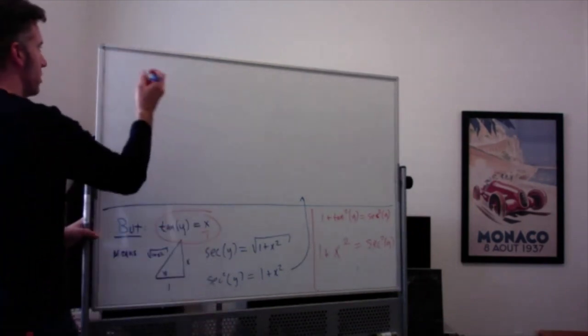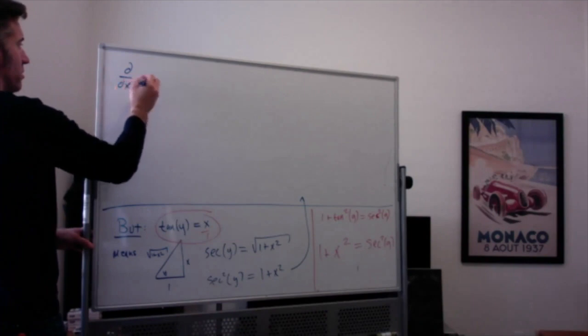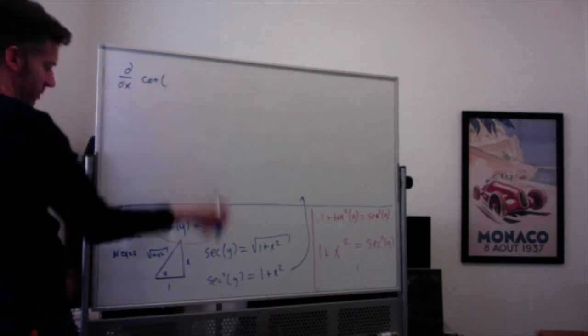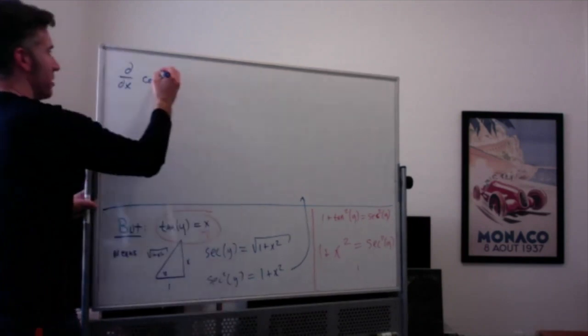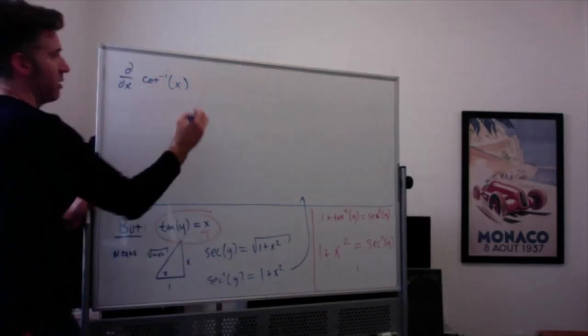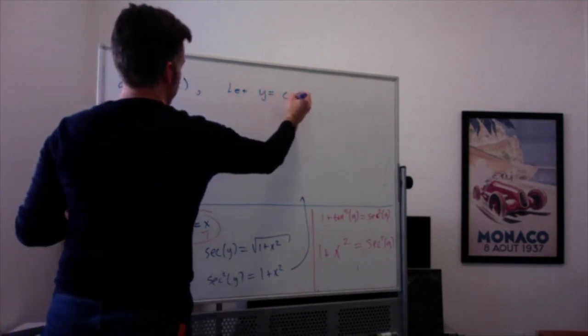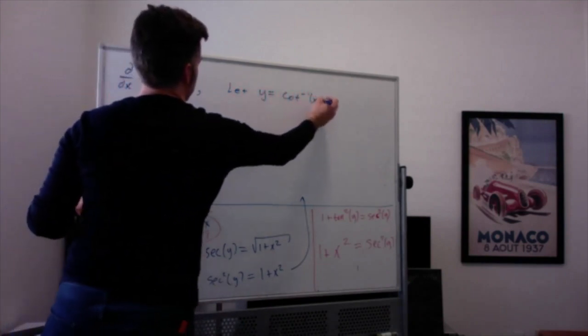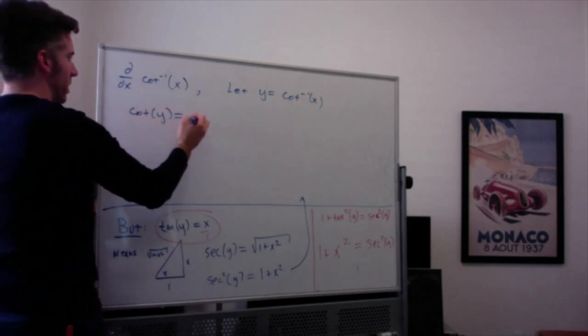So I want to find the derivative of cotangent of y. Sorry, cotangent. Oh my gosh. The derivative of inverse cotangent of x. Sorry, brain. Come on, brain. So we're going to let y equal the inverse cotangent of x. And then we're going to say cotangent of y equals x.